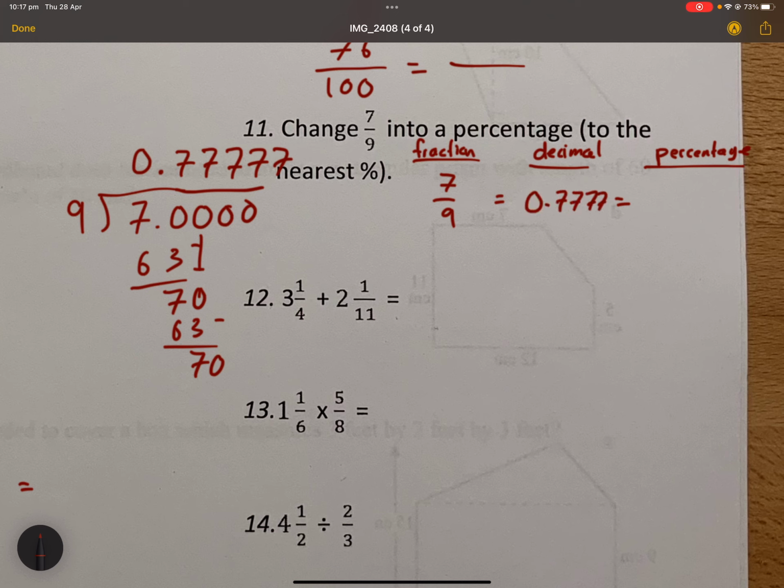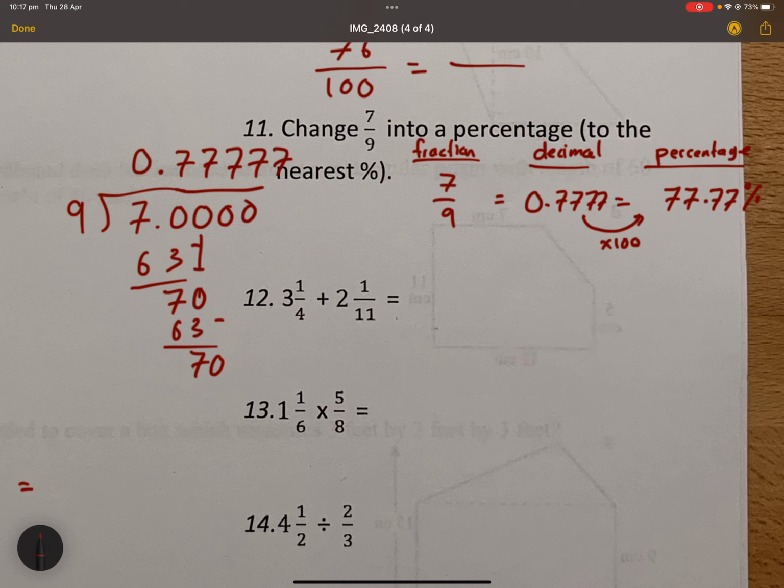0.7777. If you want to change it to percentage, all you got to do is times it by 100 to get to percentage. When you multiply 0.7777 times it by 100, the decimal place will move to the right 2 times. 1, 2. So the answer is 77.77%.